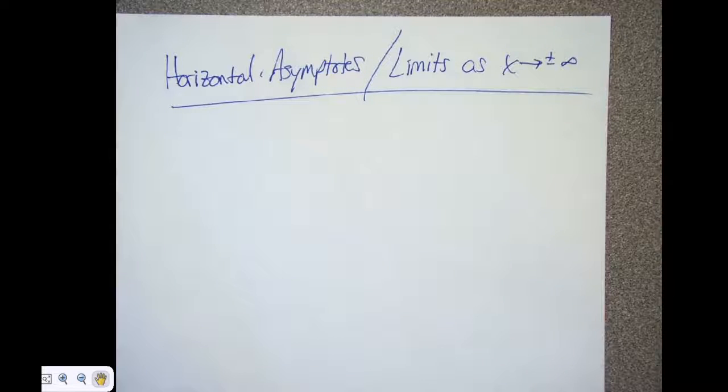Asymptotes and limits as x goes to infinity are the same. It's the same thing. I guess they're kind of phrased differently. I'll go through that, but they're the same idea.